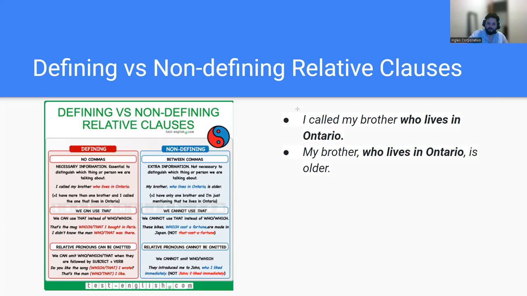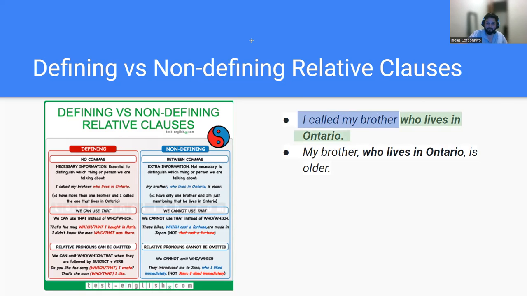We have a clause, a group of words that contains a subject and a predicate with a verb. Every time that I say clause, guys, you have to remember: a group of words that contains a subject with a predicate and a verb. Who lives in Ontario? Who is the pronoun. Lives, verb, and predicate. Okay. So we have two.